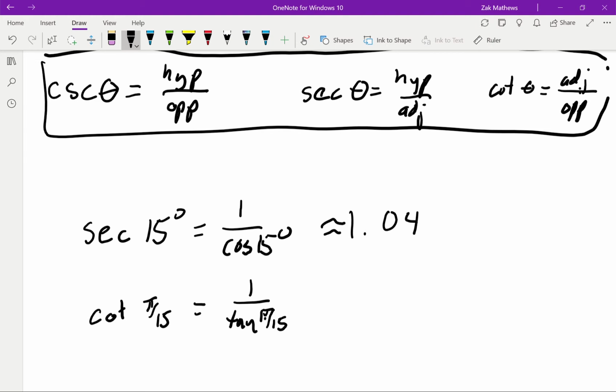So if we take the pi over 15, put it inside tangent, put it on the denominator of a fraction, we should get 4.70 when we round it out. And again, that's an approximate.